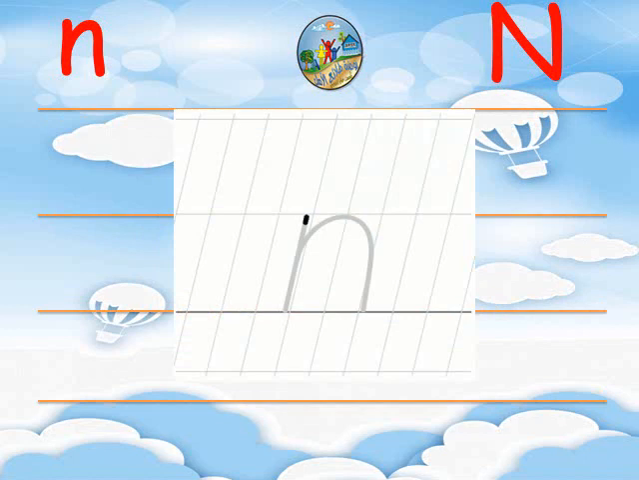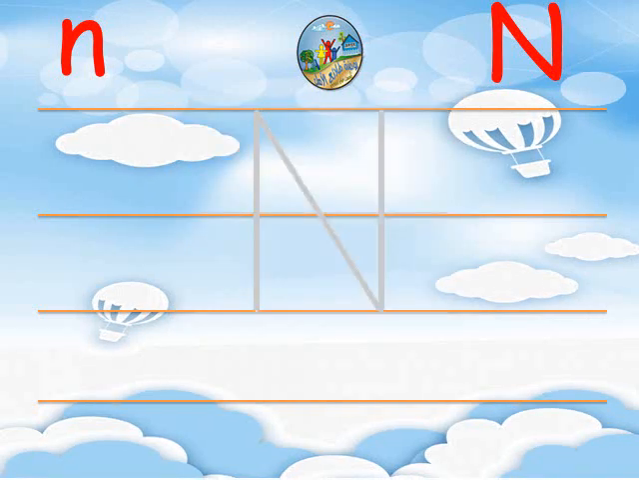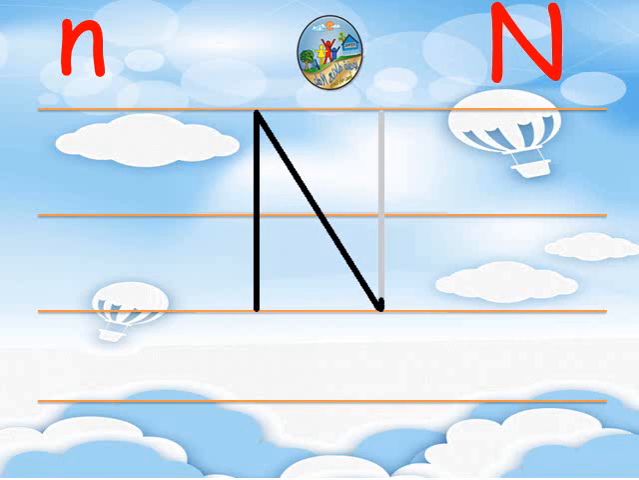Let's focus on the way of writing small na. A small standing line from line 2 to line 3. A small curve to line 3. Let's focus on the way of writing capital na. A standing line from up to down. A sliding line from up to down. Finally, a standing line from down to up.